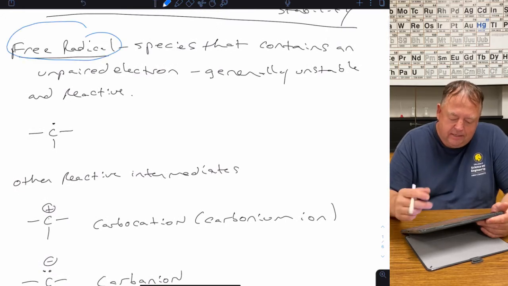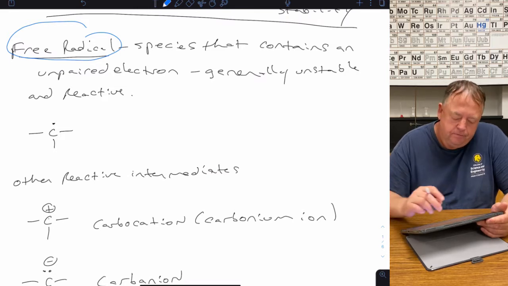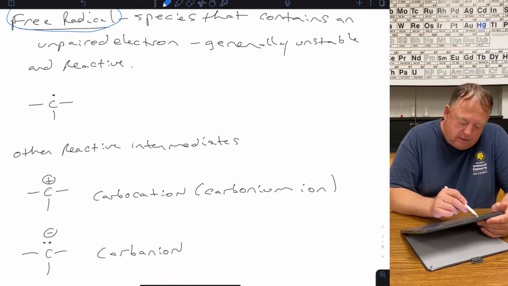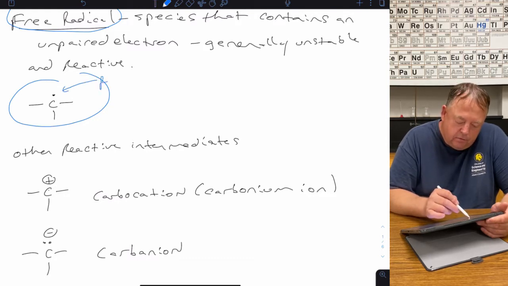is any species that contains an unpaired electron. So they're generally very unstable and very reactive. It is possible to have some free radicals that are stable, but most are very unstable. So an example would be like this, where you have a carbon with 3 bonds and then 1 unpaired electron. So that would be a free radical.